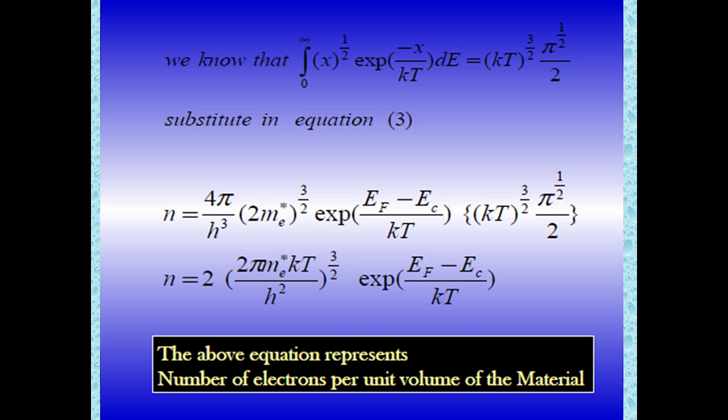n is equal to 2 (2π m_e kT / h²)^(3/2) e^((EF − EC)/kT). The above equation represents the number of electrons per unit volume of matter in the intrinsic semiconductor. We already know that the number of electrons in the conduction band is equal to the number of holes in the valence band. Then we have to see about the number of holes.